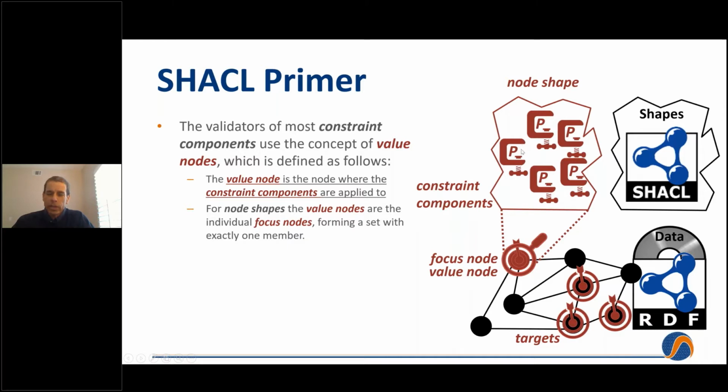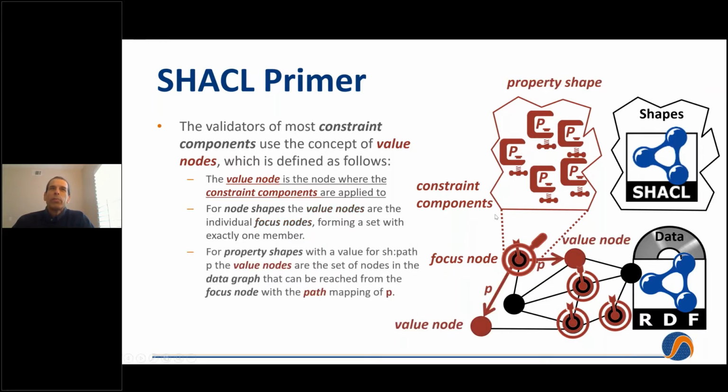On the other hand, for property shapes with a value of path P, this is the path, the value nodes are the set of nodes in the data graph that can be reached from the focus node. So we have a focus node. Again, the focus node is where we apply the shape, but the constraint will be applied to the value node. So in this graph, two value nodes can be reached with the path P from the focus node. So the constraint will be applied to the value nodes.